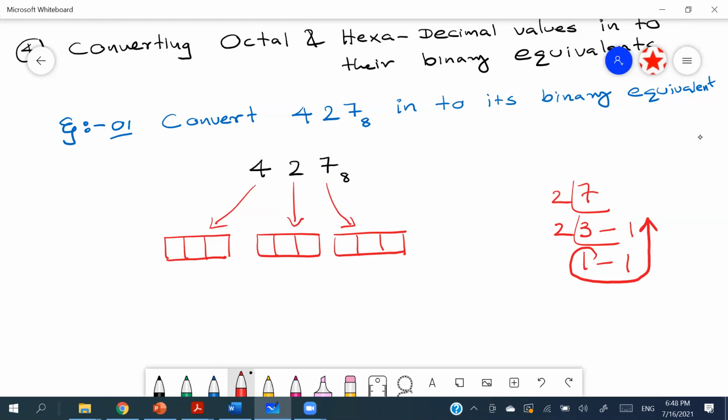In this 3-bit value, we have the place values as 1, 2, and 4, right? Because we are going to write a binary value. So a binary value has these 3 place values regarding the value that we are going to write.